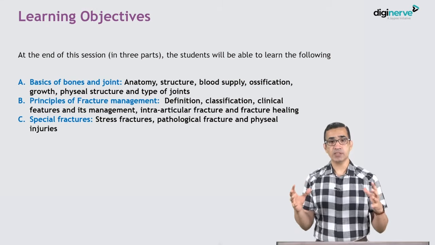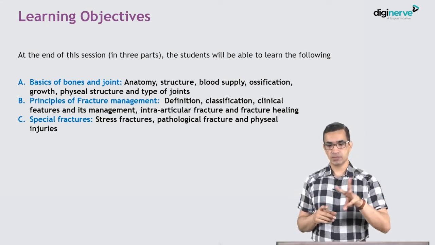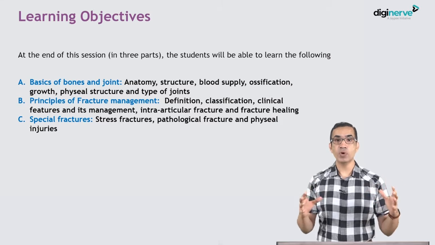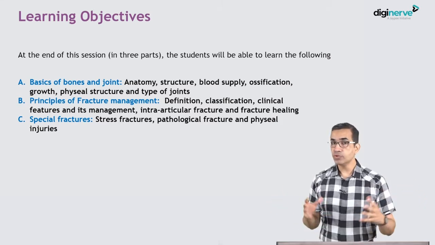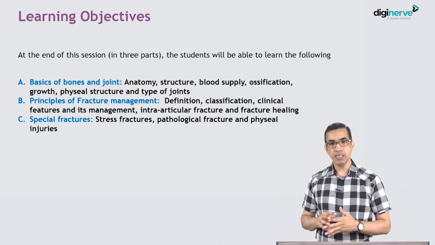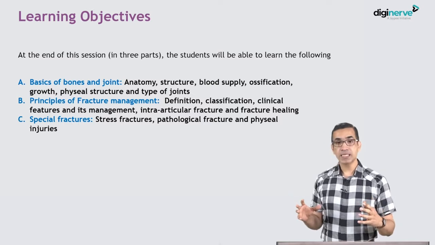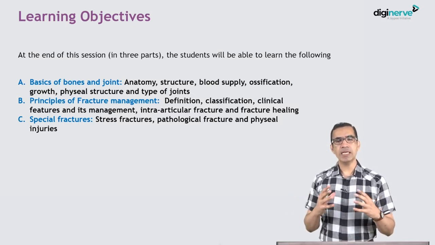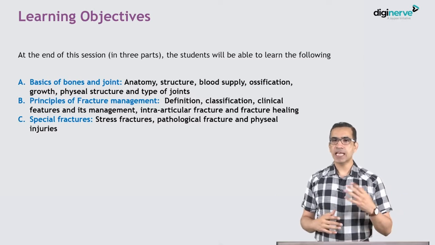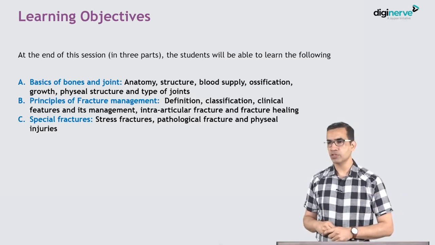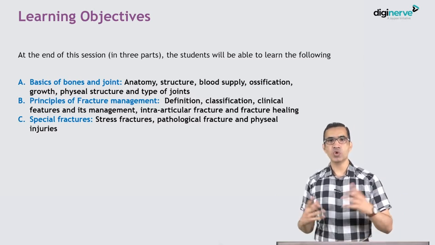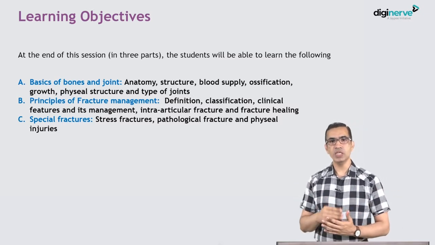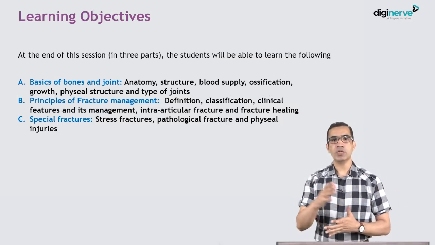So at the end of this session, which we will try to take in 3 parts, the students will be able to understand, 1, the basics of bone and joint. And what we are going to discuss with this is anatomy, structure, blood supply, ossification, growth, physeal structure and a bit about type of joint. Because I will be bringing in a lot of terms, endosteum, periosteum, physis, growth, nutrient artery and so on and so forth during the entire traumatology discussion.